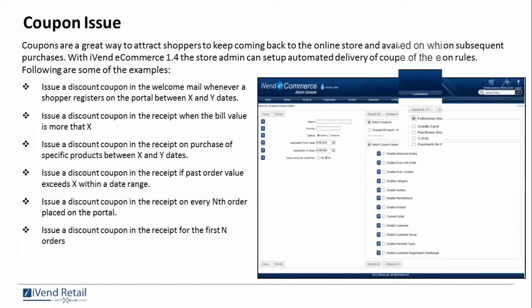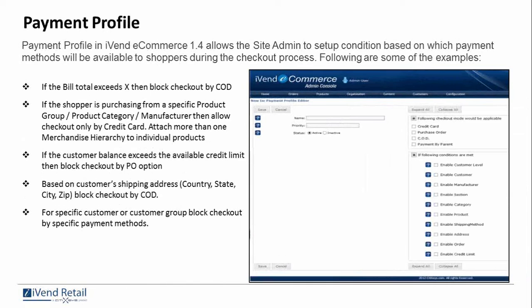Next, again, a very important and very useful feature is the payment profile. Now with iVend eCommerce 1.4, the site administrator can set up conditions based on which the payment methods will be available to shoppers during the checkout process. So basically on the payment page, the payment options can be configured for a particular group. For example, if we want that a certain group should only have credit card checkout, it can be set like that.